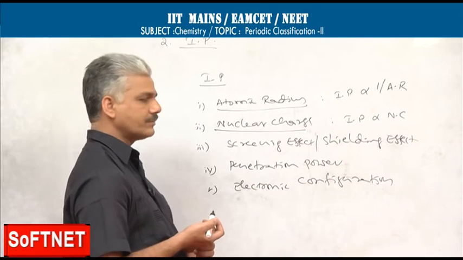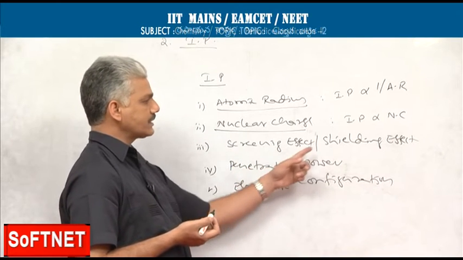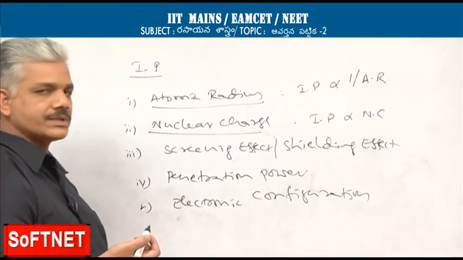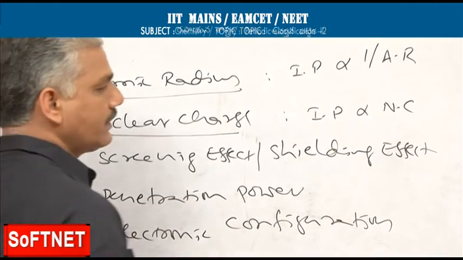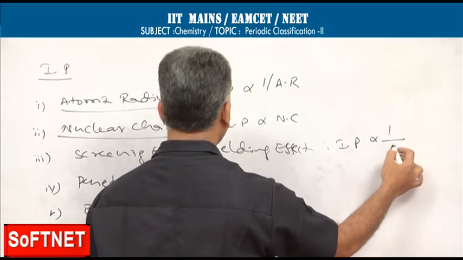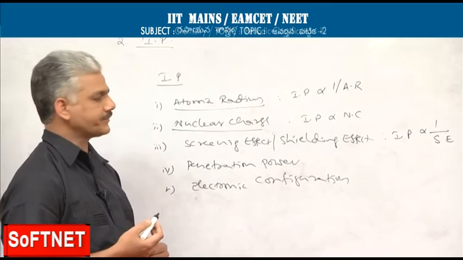With increase in the number of inner orbits and inner electrons, the magnitude of screening effect or shielding effect increases and proportionately ionization potential value decreases. So, we can say ionization potential is inversely proportional to shielding effect or screening effect.